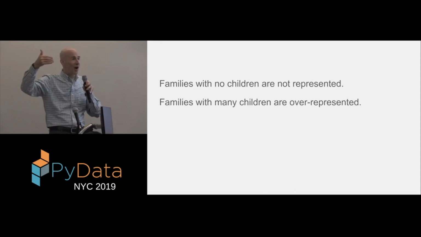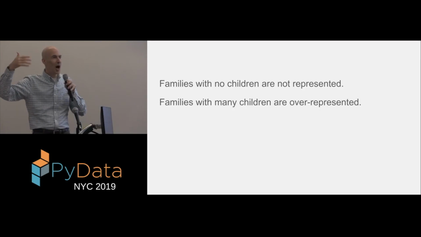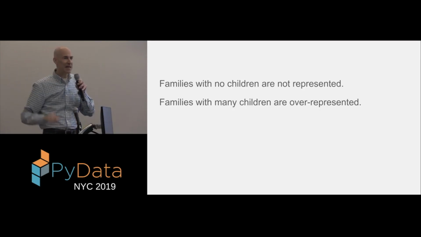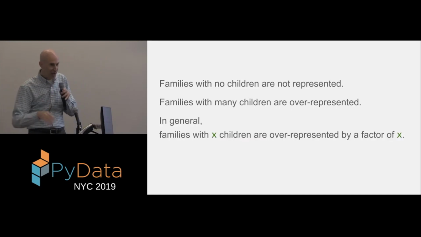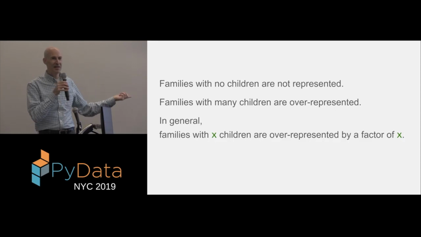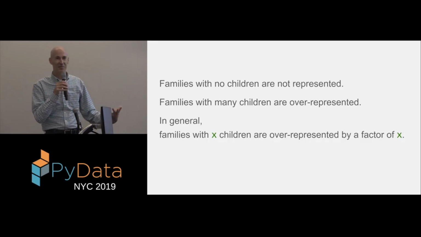Families with many children are overrepresented. It's kind of like a lottery where the more children you have, the more probability you have of being in this room. And in general, if a family has X children, it will be overrepresented in this sample by a factor of X.